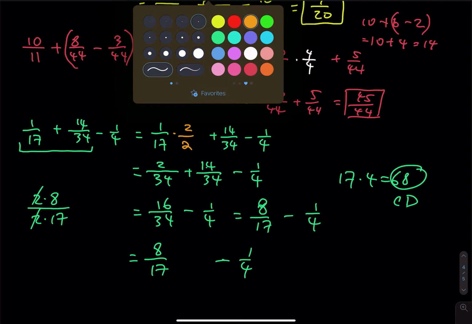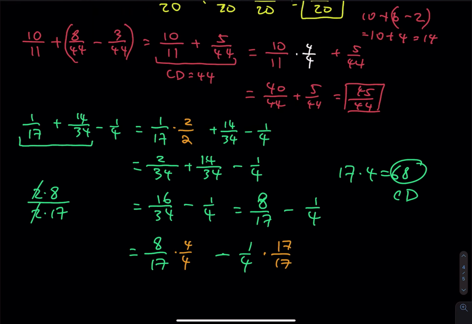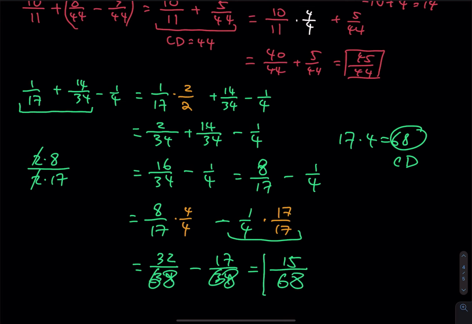Okay, let's do the job. So 17, multiply the top and bottom by 4. The 4, multiply the top and bottom by 17. And then 8 times 4 is 32. And then 1 times 17 is 17. And then you have 32 minus 17, that is equal to 15. Let me fix a mistake real quick. 4 times 17, that should be 68. So that is 15 divided by 68.